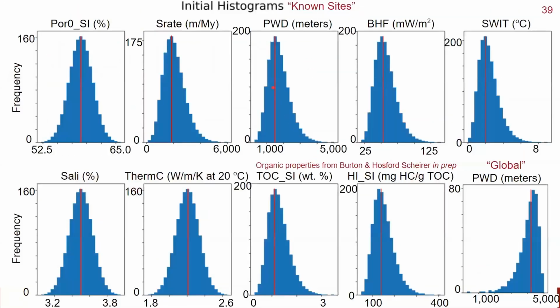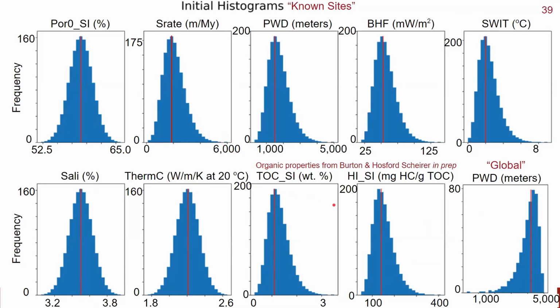Here are the initial histograms. Overall, these are for the known sites. So what I did is I took statistics or data from the 50 different gas hydrate sites globally, which have been drilled and inferred, to basically be as an input for the Monte Carlo to select randomly throughout these distributions to create different realizations or different model scenarios.